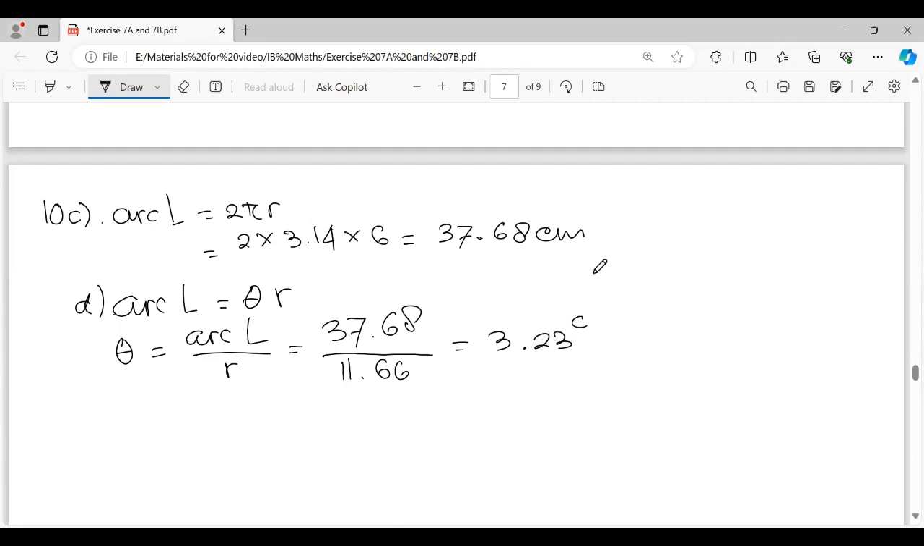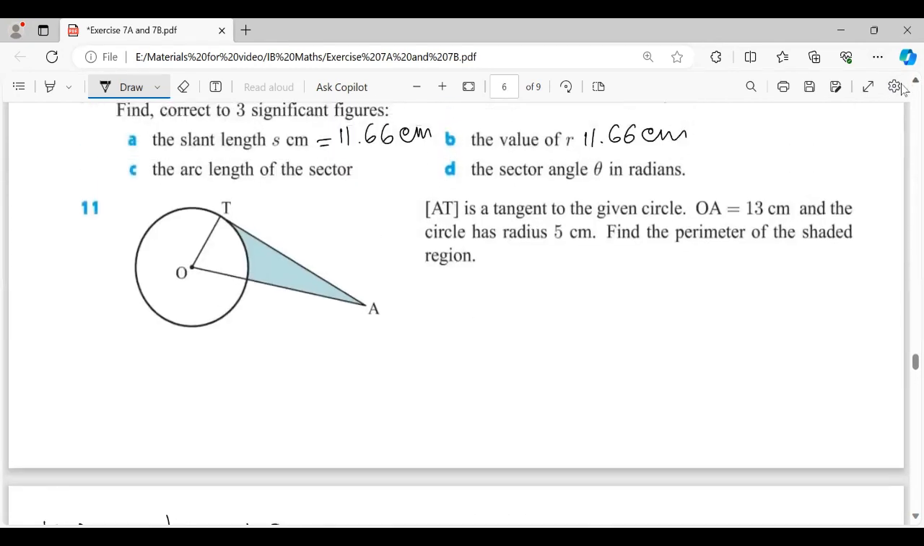Now let's move to number 11. AT is a tangent to the given circle. OA is 13 centimeters, and the circle has a radius of 5 centimeters. So this is 5 centimeters, and OA, this is 13. Find the perimeter of the shaded region. So we have to calculate how long this is, and this, and this one as well.